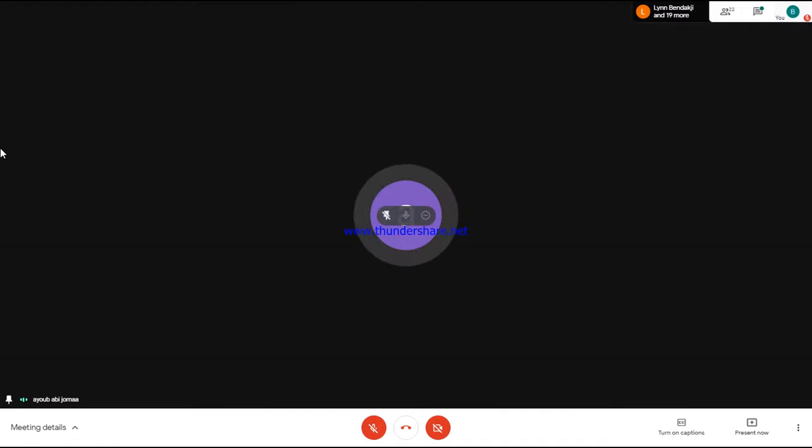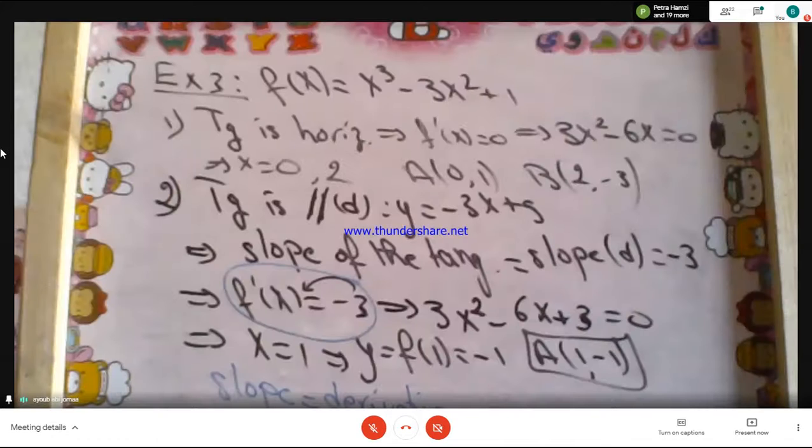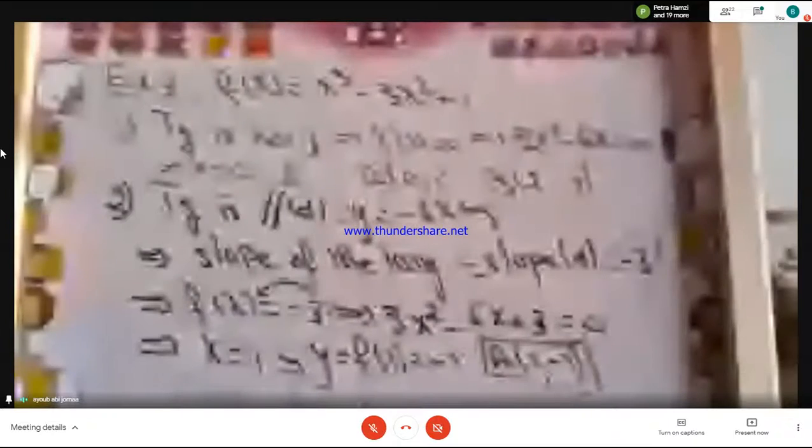Move to exercise 4. Exercise 4. You are given a piecewise function.